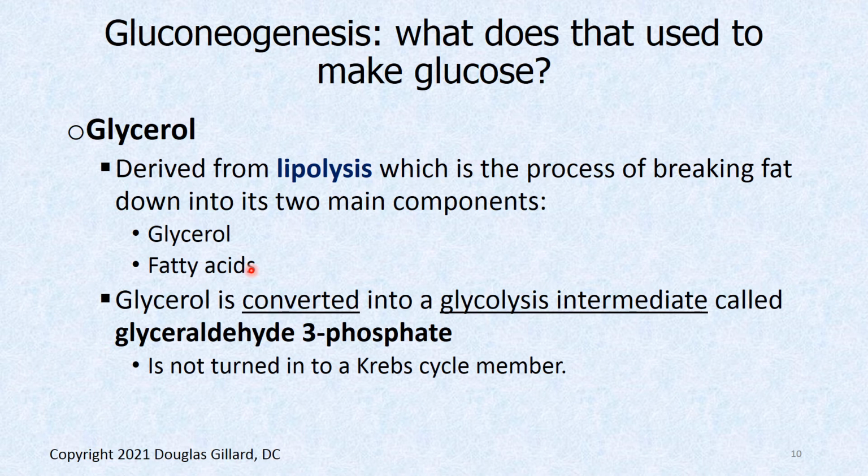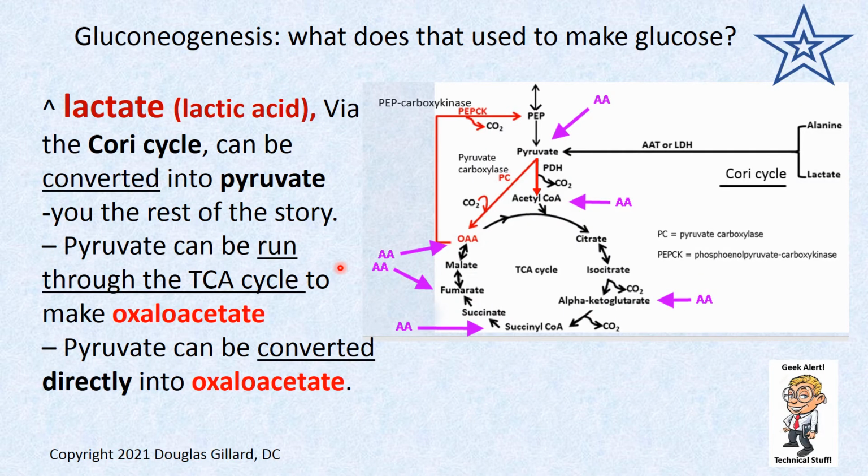What about fatty acids? Can we run those through the Krebs cycle? The answer is no. They can be used to make ketone bodies, and ketone bodies is kind of a form of glucose that you can use. I won't go down that pathway though. Lactate.